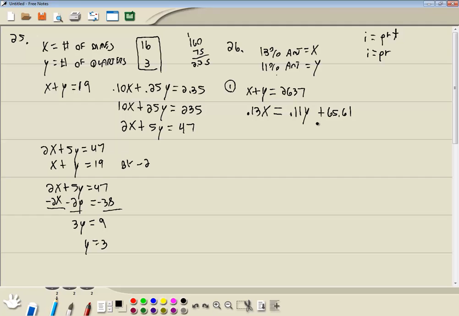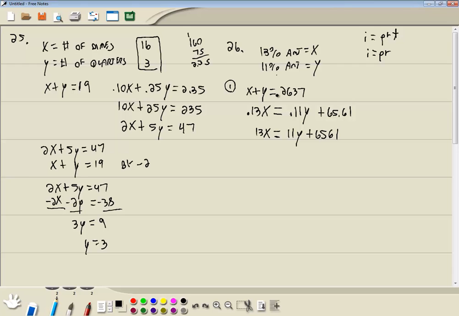And that's the interest they're talking about, which is why I did P times R. P is the amount you put in an account times your R. Well, let's get rid of those decimals. So this becomes 13x equals 11y plus 6561. I moved all of them 2 decimal places to the right.